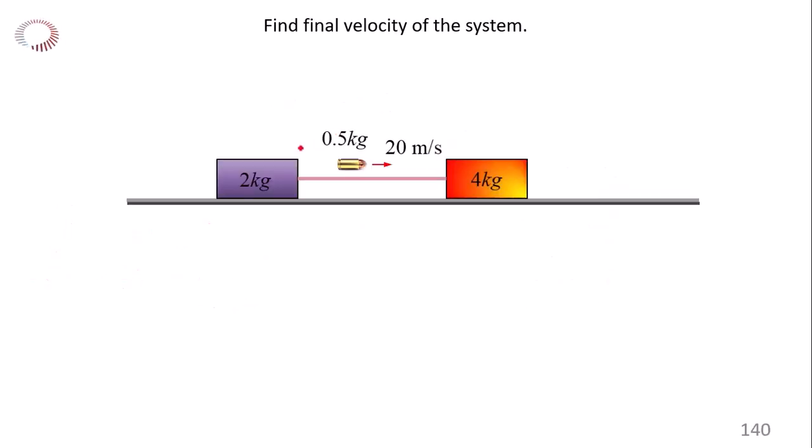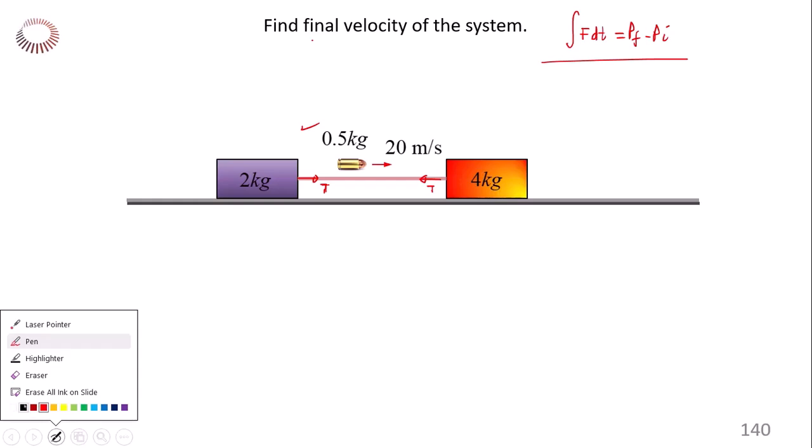Now let us say these 2 kg and 4 kg blocks are connected by a string. You are asked to calculate the final velocity of the system. Once they are connected with the string and the bullet again hits the 4 kg block, the tension becomes impulsive. This T is impulsive, so I cannot write the momentum conservation directly here. I have to write 3 separate equations, for the bullet, then the 4 kg, then the 2 kg. So I write the impulse momentum relation, integration of F dt equals final momentum minus initial momentum, for the 3 bodies.